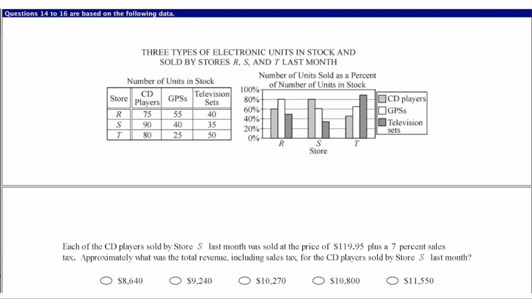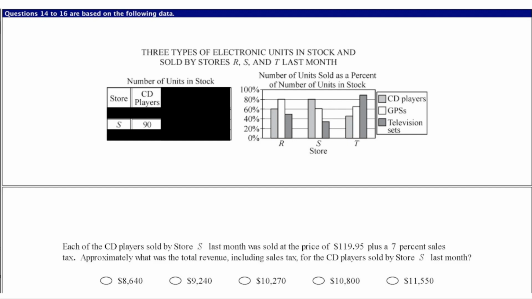But one thing that we probably notice right off the bat is that we're only talking about CD players sold by store S throughout this whole question. So that means that we're only looking at a very small amount of data. In this table, we are literally only looking at that 90. Everything else is store R, store T, it's GPSs, it's television sets. We don't care. So we can actually pretend that this table looks like that. And we can copy this information onto our paper so that we know exactly what we're looking at. For our graph, that's the only bar we care about.